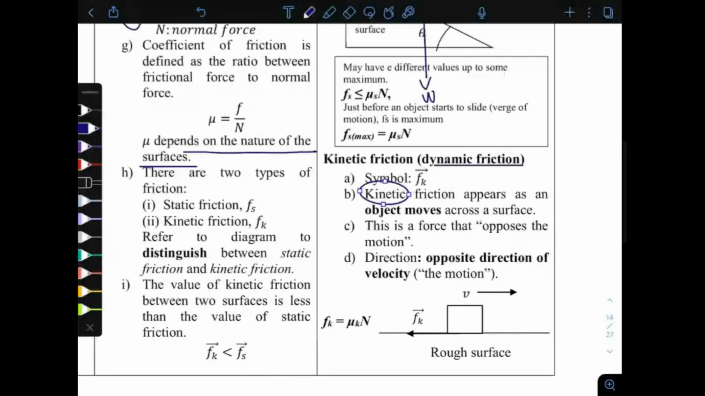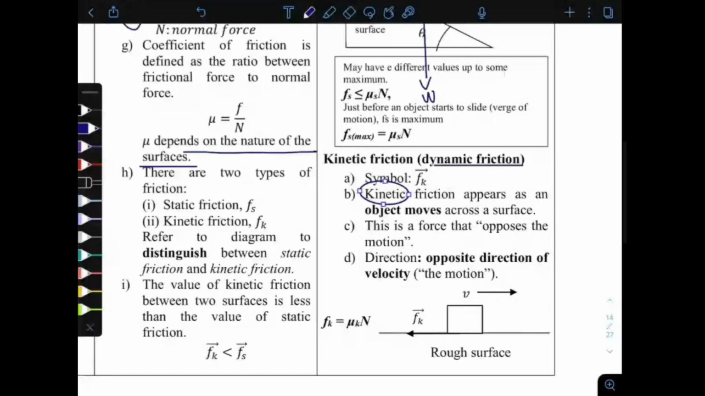So tengok dulu surface kamu rough ataupun tidak. Kalau rough, yes, it is a frictional force. However, static atau kinetic kita tengok pada ada velocity atau tak ada velocity. Kalau ada velocity, it is a kinetic friction. If there is no velocity but the object is about to move, dia adalah static friction.